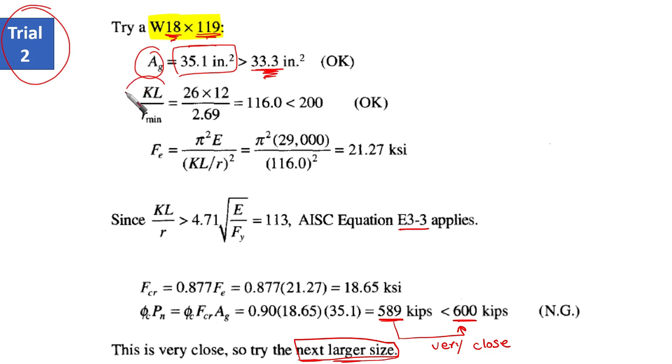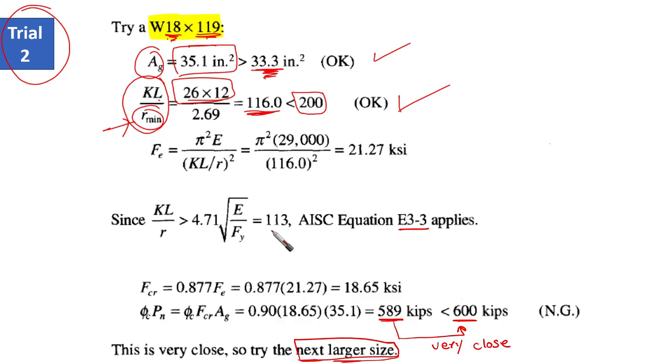Again, repeat the same process. KL over R minimum for this shape is from the properties table. KL is already given for us. Then we're going to obtain 116, which is less than the maximum slenderness ratio. Area gross is okay, the stiffness requirement is okay.